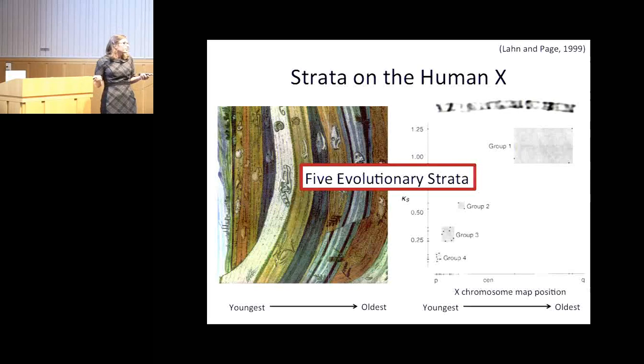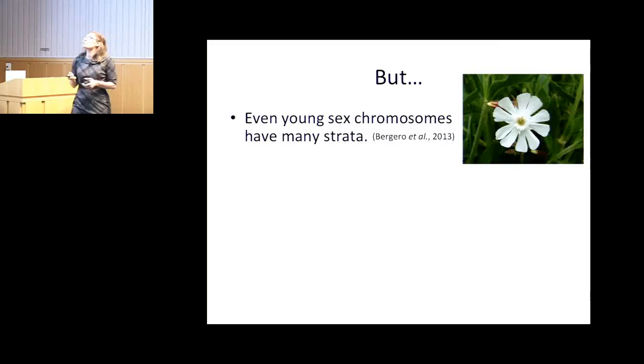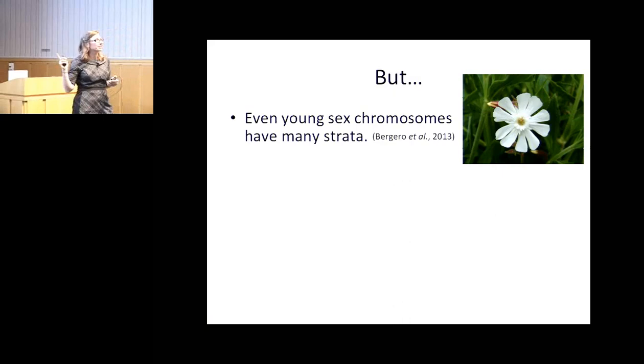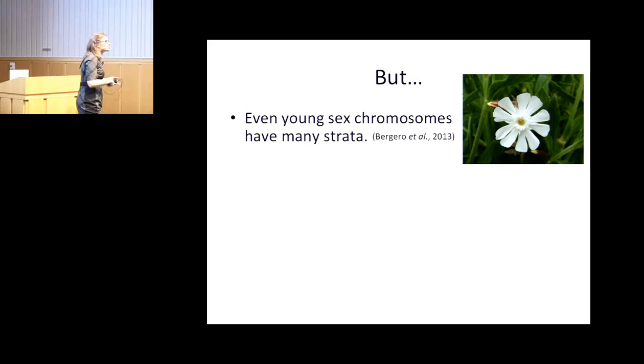Maybe. The problem is that we look at even young sex chromosomes. So this is Silene latifolia. It's a plant that has very young sex chromosomes. They're about 10 million years old. Silene latifolia already has three inversions on it. Mammalian sex chromosomes are 200 million years old. It seems like we probably had many more than five inversions on our sex chromosomes.